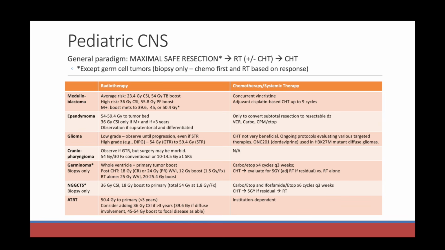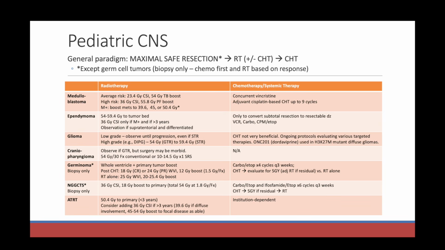If they are not a candidate for chemo for whatever reason, they're getting radiation alone, the dose is higher. So it's 25 gray whole ventricular radiation and then an additional 25 gray boost. So they go to 50 gray. But if they're getting chemotherapy, then the post-chemo dose is 30 to 36 gray. For the non-germinomatous germ cell tumors, again, it's carboplatin and etoposide first, or ifosfamide and etoposide first.